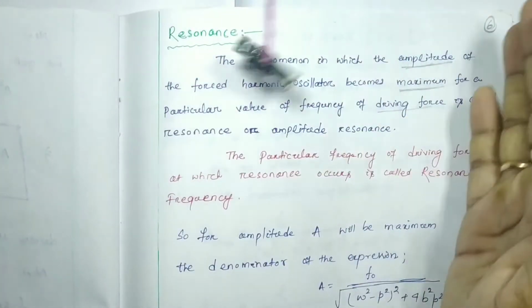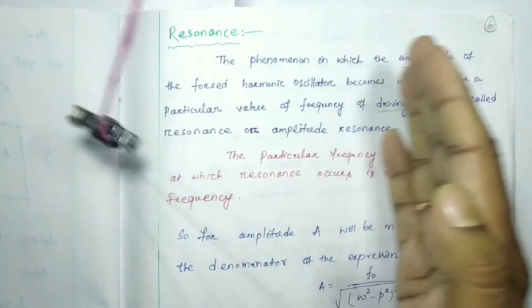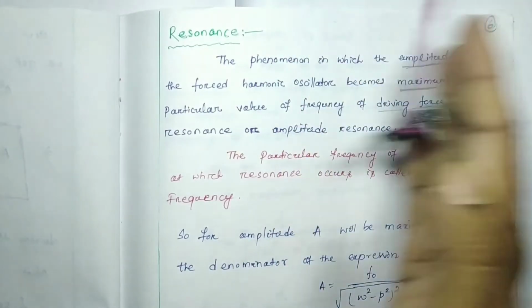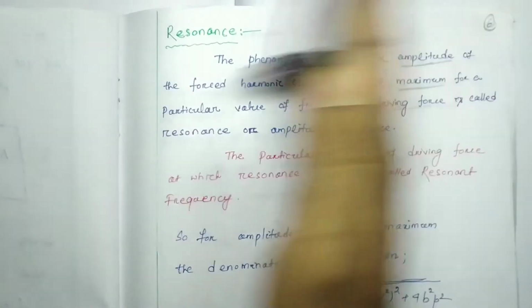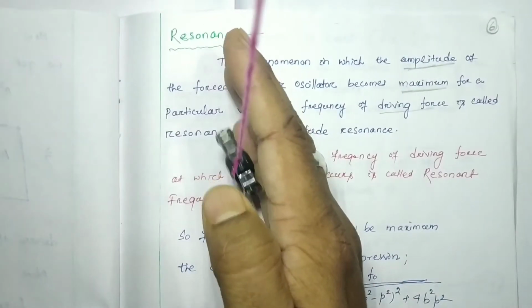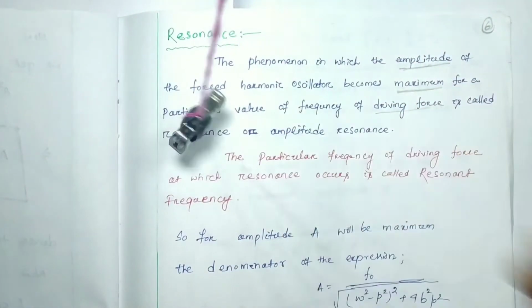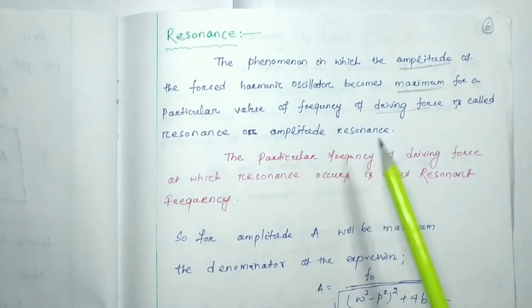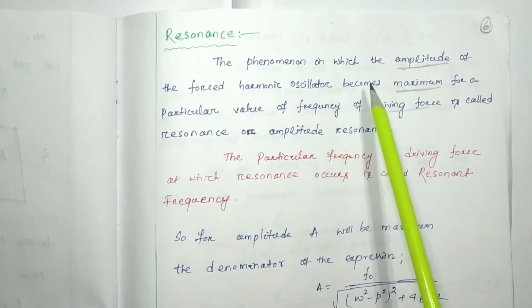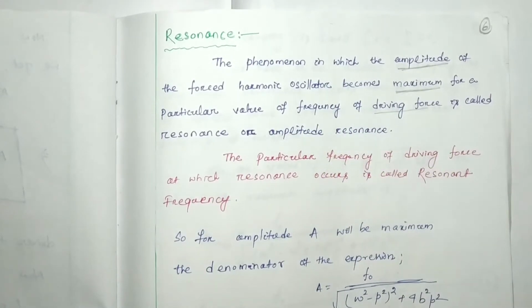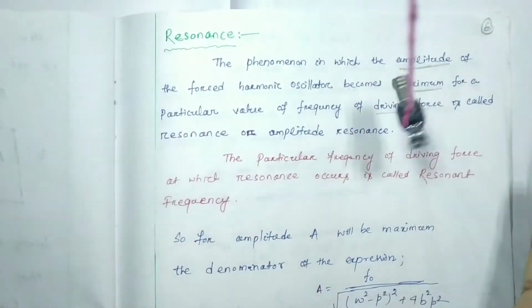Initially its amplitude does not increase much, but after some time its amplitude gradually increases, because due to the periodic force the amplitude increases. So the phenomenon in which the amplitude of the forced harmonic oscillator becomes maximum: due to the applied force, the amplitude increases, right?